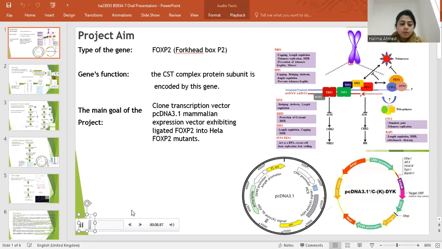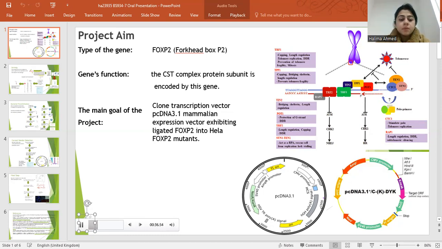Okay, here it is. What's my project name? The gene in which I am interested is the FOXP2 gene. It is a gene that encodes a transcription factor, which is a protein that regulates the expression of other genes. And the gene function is that the CST complex protein subunits are encoded by this gene. The CST complex is involved in telomere maintenance and DNA replication.